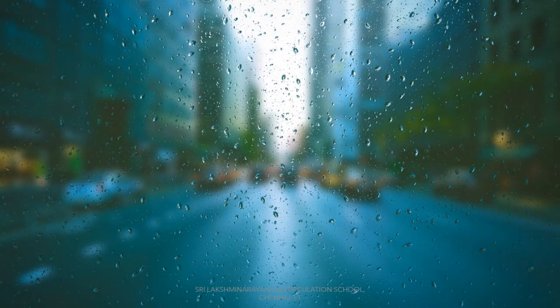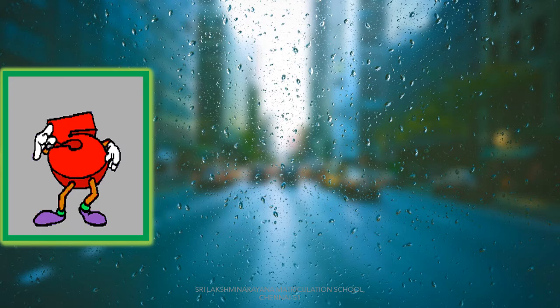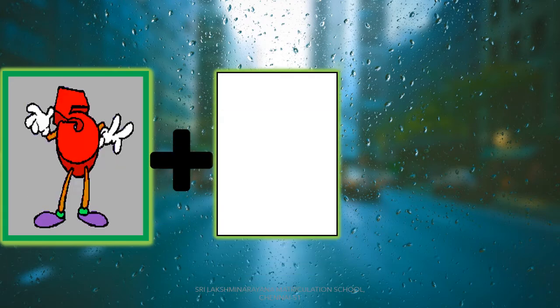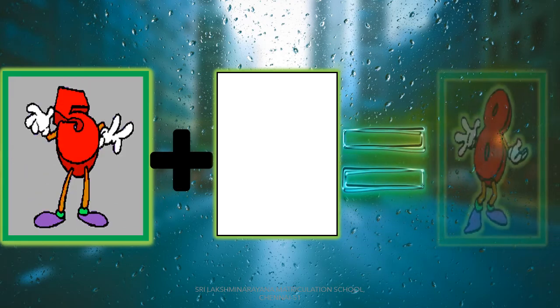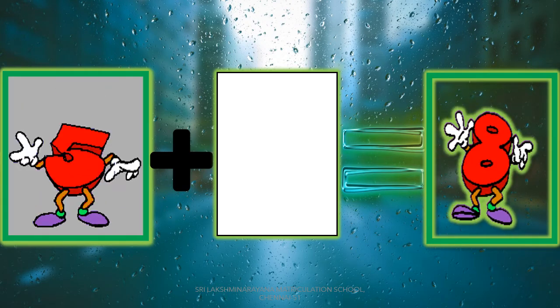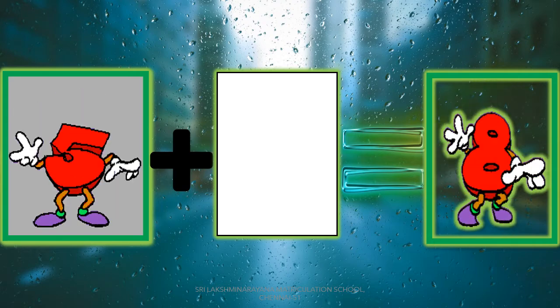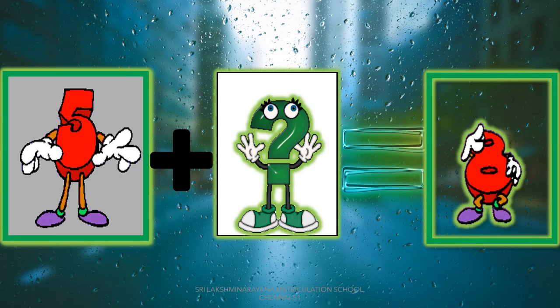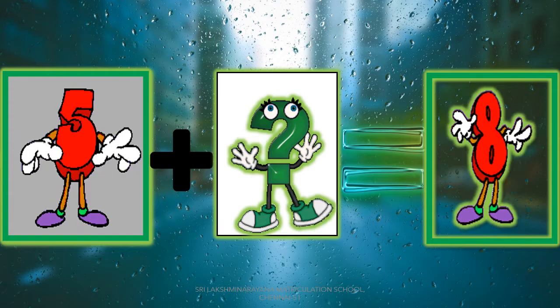Let us understand the concept of variable and constant by an example. Here the given number is 5. We are adding a number to 5 to get the answer 8. What we are adding to 5 is unknown. We don't know the value of that, so I have written a question mark there. It is an unknown value.